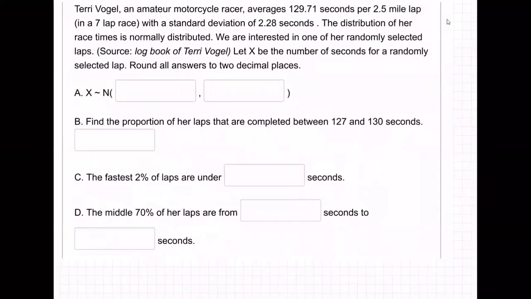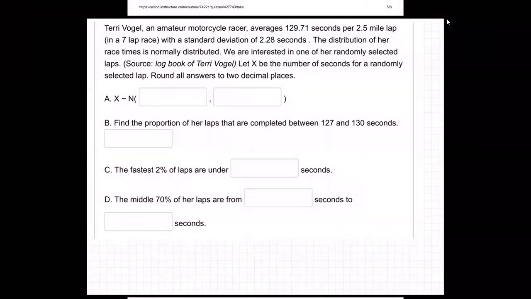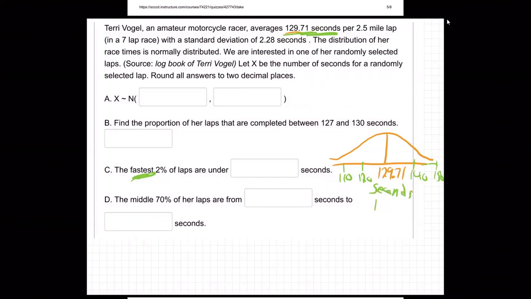Okay, so now on part C, the fastest 2%. Now, let's draw that. So here's the middle, the average, 129.71. Okay, so think with me now logically on this one. Where is the fastest? Remember, up here are bigger times, like this might be 140, 150. Down here, smaller, like 120, 110. So remember, this is seconds per lap. Are you with me on that?